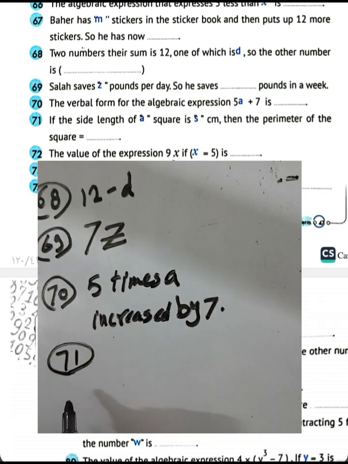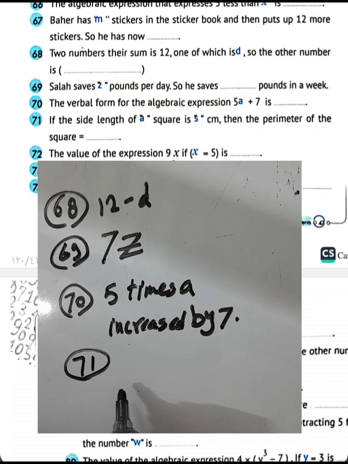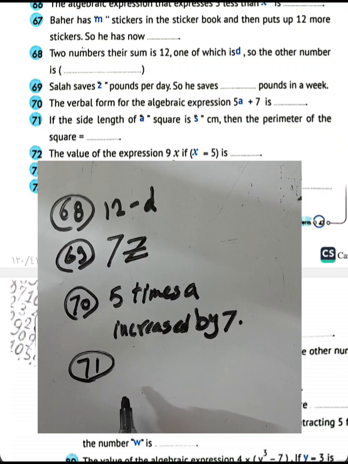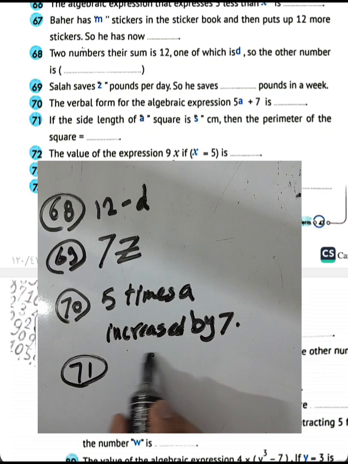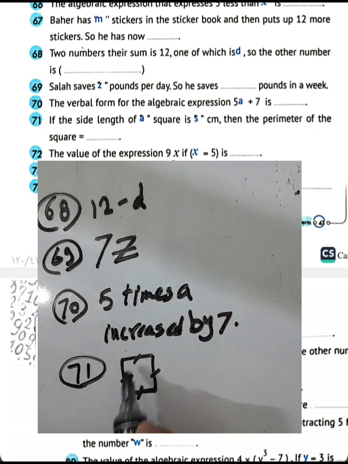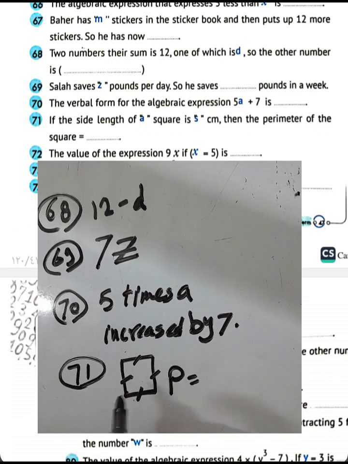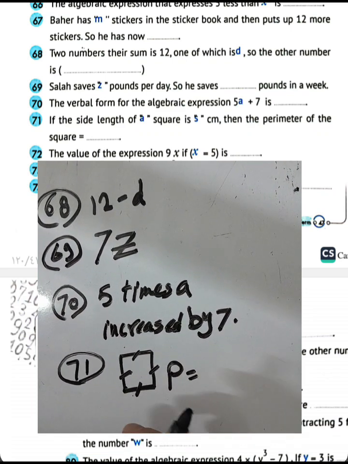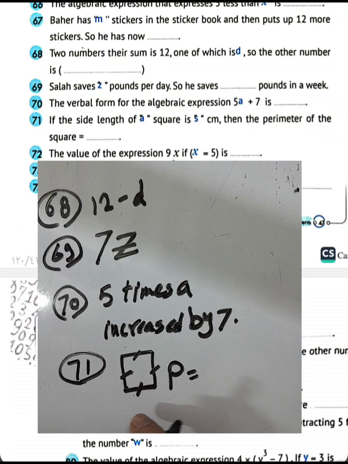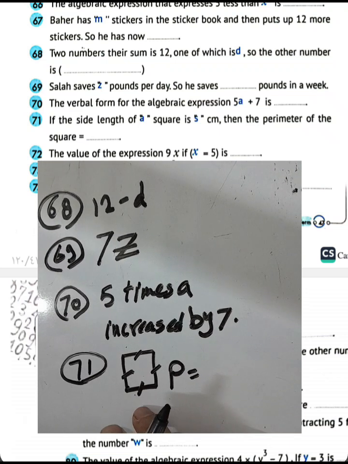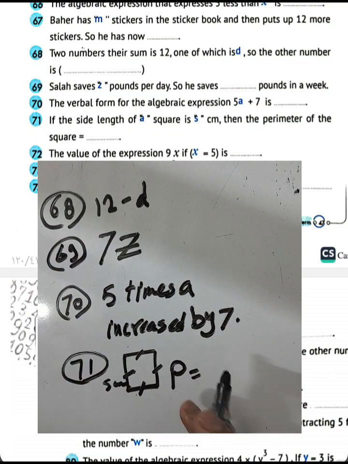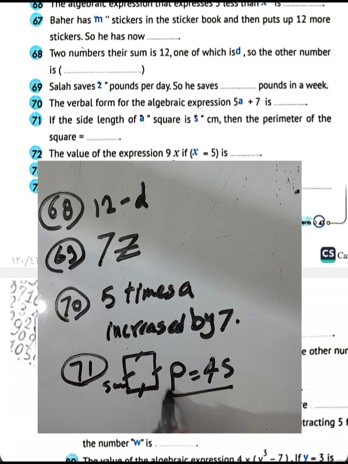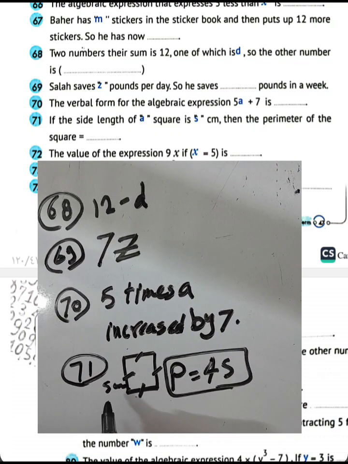Question 71. If the side length of a square is s centimeters, then the perimeter of the square, we know all sides in a square are equal in length. Then the perimeter of the square will be each side multiplied by 4. He gives us the side length here as s centimeters. Then the perimeter will be 4s. It's the perimeter of the square, 4s.